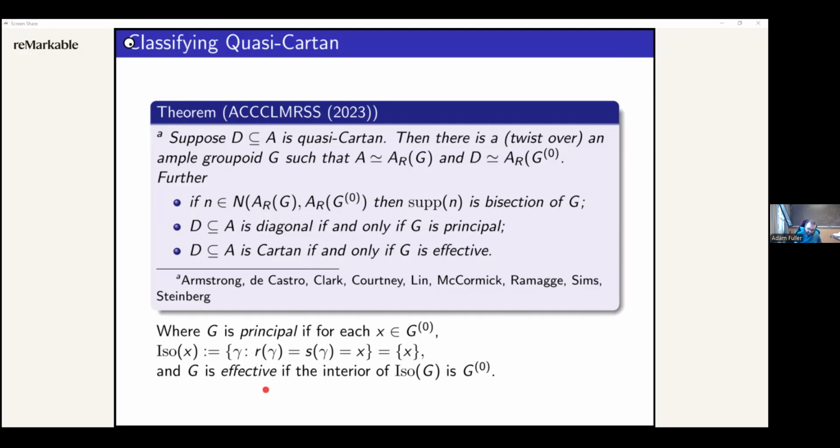And we're effective if we look at all the isotropy groups, the interior of that is just G naught. So there can be some non-trivial isotropy, but not too much. So this is analogous in the example of the action on a compact Hausdorff space. Principal would be from a free action, and effective would be a topologically free action.